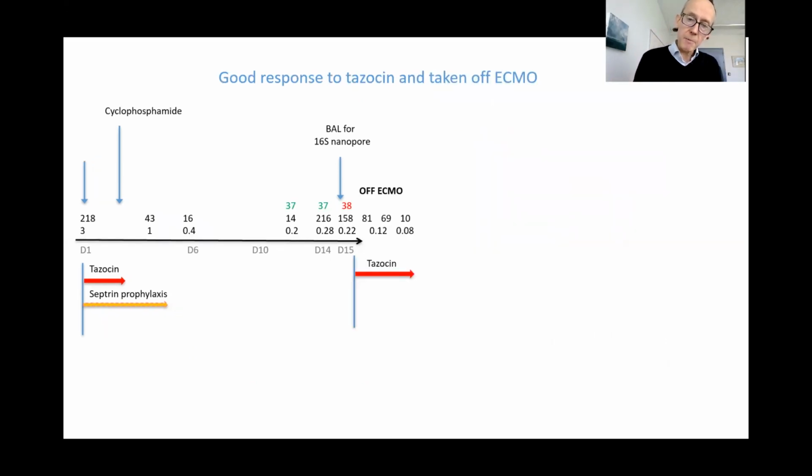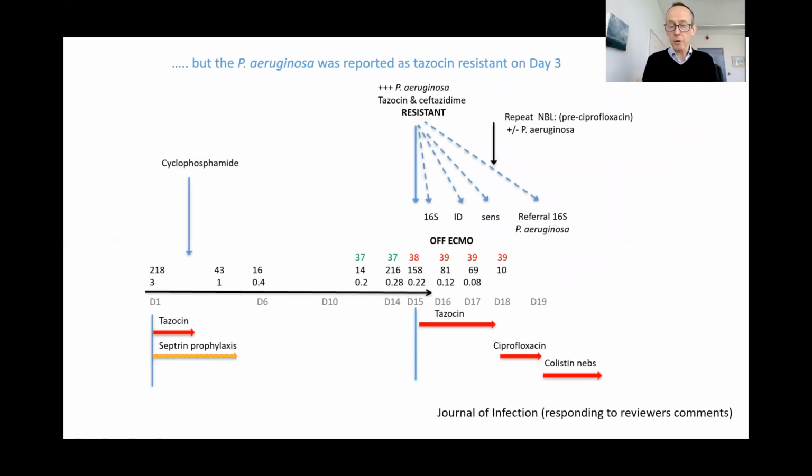Patient had temperature 38 and CRP was 158. Took them off ECMO actually around the time of giving them tazocin, and the inflammatory markers reduced and they were doing well. But look at this. 2 to 3 days later, what did we have? Pseudomonas aeruginosa. But it was resistant to tazocin. However, the patient had got better. So we'd given ostensibly the wrong antibiotic, and the patient got better. We did a repeat BAL before changing to ciprofloxacin, and actually the Pseudomonas had gone away.